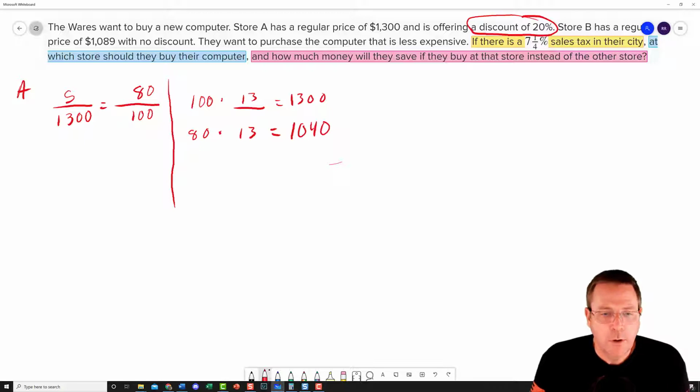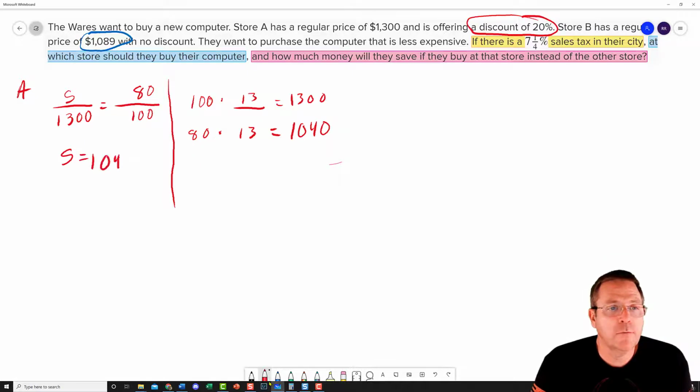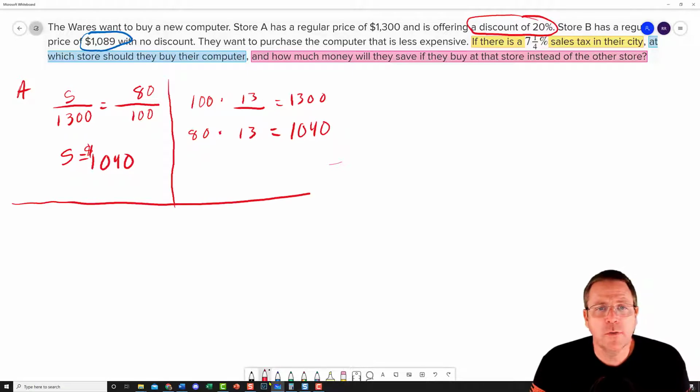$1,040. Now we know that store B is going to be $1,089 with no discount. So right off the bat, who's going to have the better price? The better price is going to be store A. So store A had a sale price of $1,040, which was less than store B's. But that really doesn't do us a whole lot of good at this point.